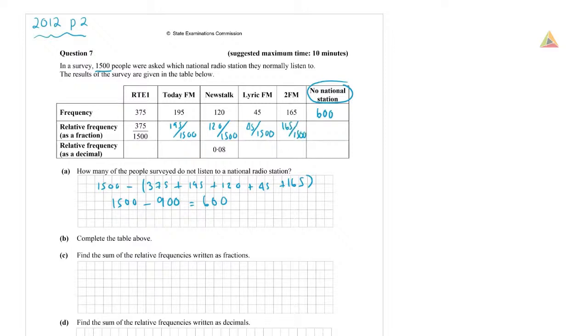So then we just need to convert them to a decimal, so you can put these directly into your calculator. So 375 divided by 1,500 is 0.25. 195 divided by 1,500 is 0.13. The next one is done for us, which is 0.08. 45 divided by 1,500 is 0.03. And 165 divided by 1,500 is 0.11. And then 600 divided by 1,500, put that into the calculator and you will get 0.4.